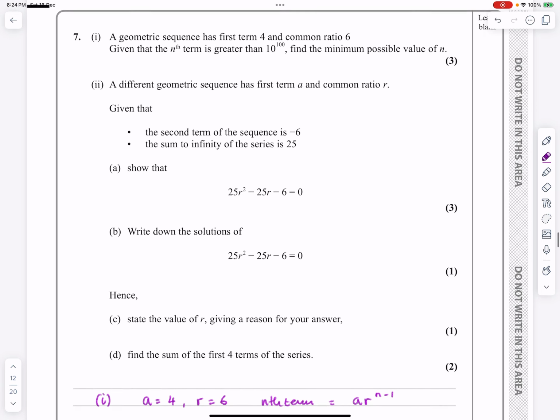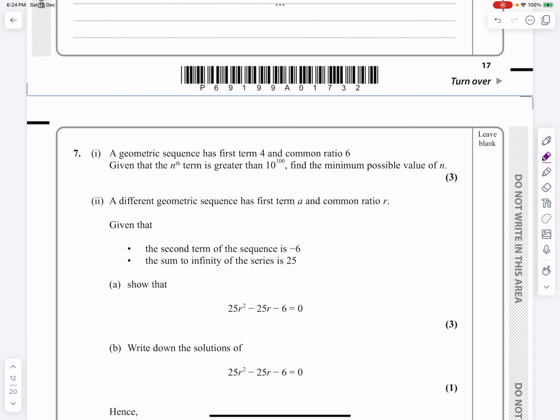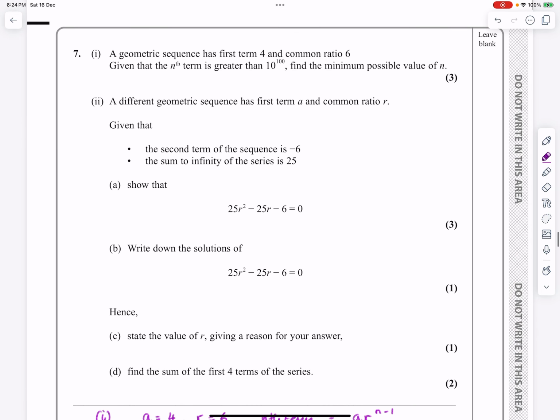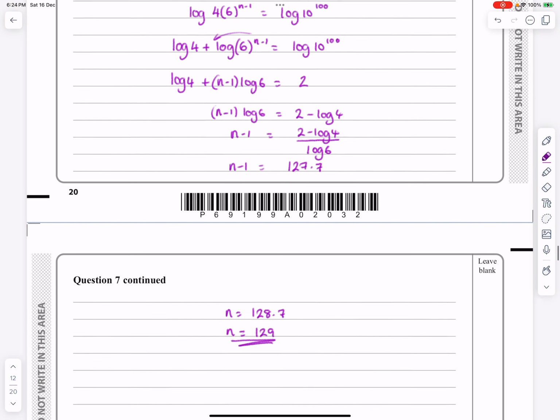Now the second part, quite interestingly, part 2, is just a completely different question. It's unusual that they do this, but they now say ignore everything from the first part. A different geometric series has a first term a, common ratio r, so a standard thing. Given that the second term is equal to minus 6 and the sum to infinity is equal to 25, can I show this quadratic? Yeah, I should be able to. Let's get started and do it.